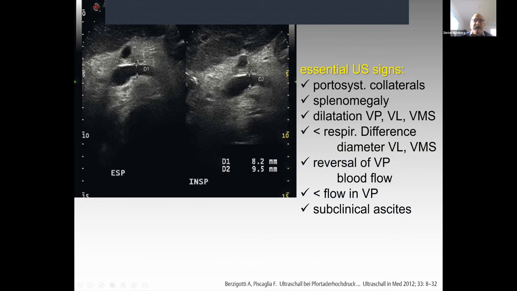And a very important sign for us is the diameter of the splenic vein in inspiration and expiration, and also of the mesenteric vein. If we have no compression of the vein and a diameter of 1 centimeter, then it's really a sign of more pressure in the portal vein system. The other sign is that there's no respiratory difference of the diameter of the splenic vein. Other signs are collaterals. Splenomegaly is already a further sign, and we have a change of the blood flow in the main portal vein, and we have some ascites.